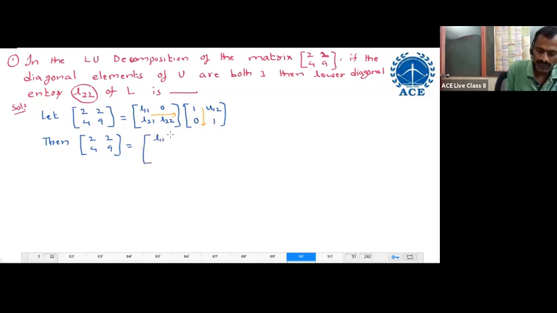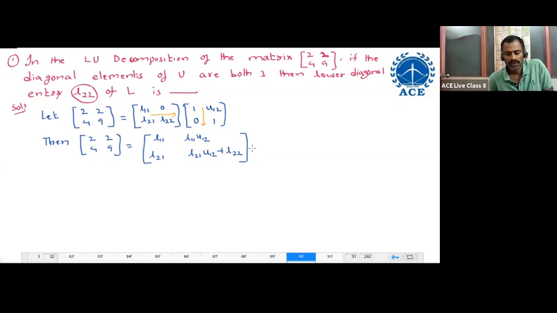That is L11. First row, second column. That is L11, U12. Next, second row, first column, L21. Second row, second column, L21 into U12 plus L22.